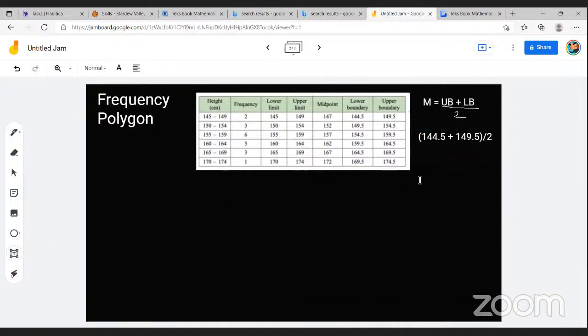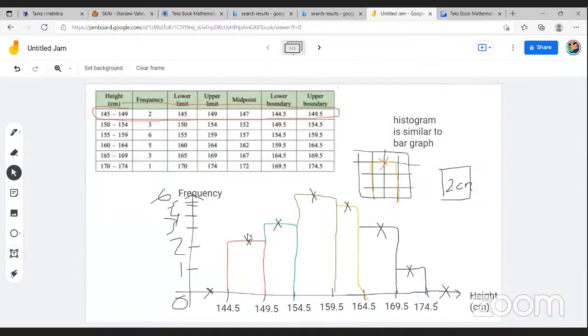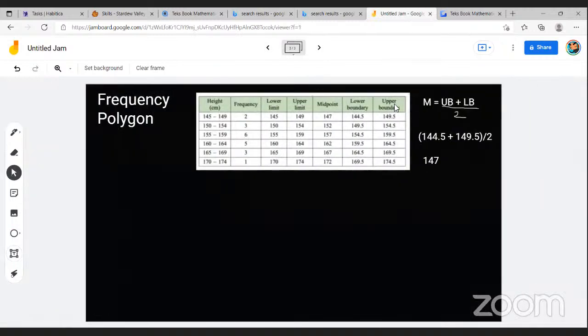And then you'll get 147, which is directly in the middle of those two. Which is why over here, in the first part, you draw the x at the middle, because the midpoint is, of course, like it says, the middle. So a frequency polygon, to draw the graph, you have to start like this.